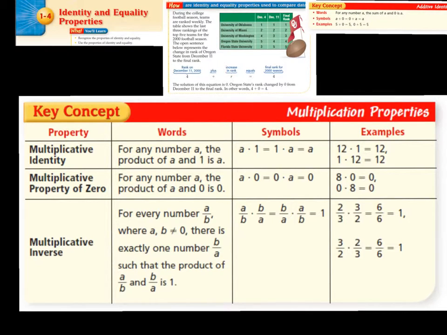They did it with the numbers over here. 2/3 times 3/2: 2 times 3 is 6, 6 over 6 is 1. We could have also done that by canceling the 3s, because 3 divided by 3 is 1, 2 divided by 2 is 1, and we get 1 times 1 over 1 is 1. So there's more than one way to get the same answer, but with the multiplicative inverse, the product of any number and its reciprocal is always going to be 1.